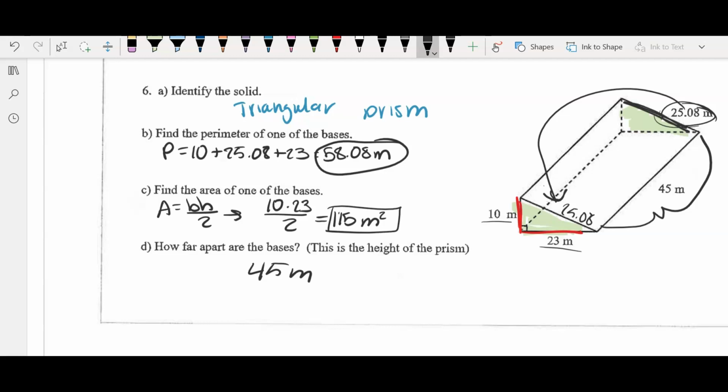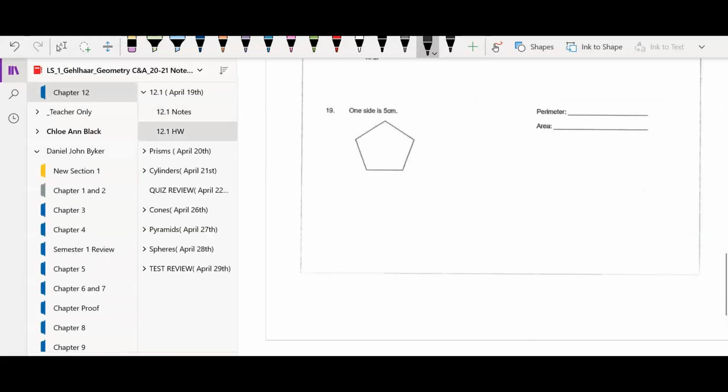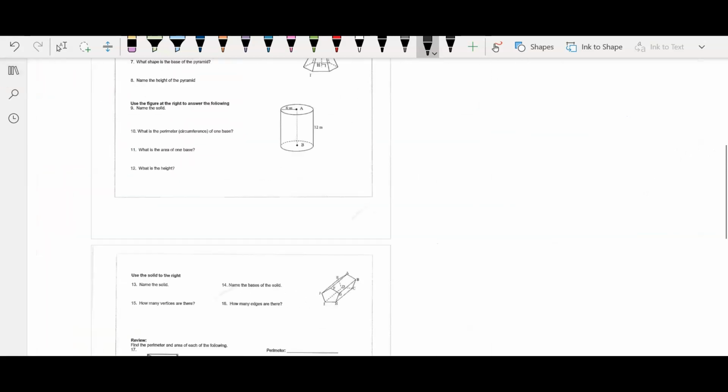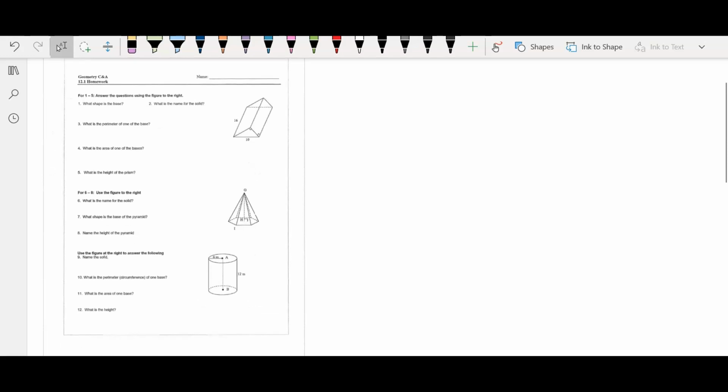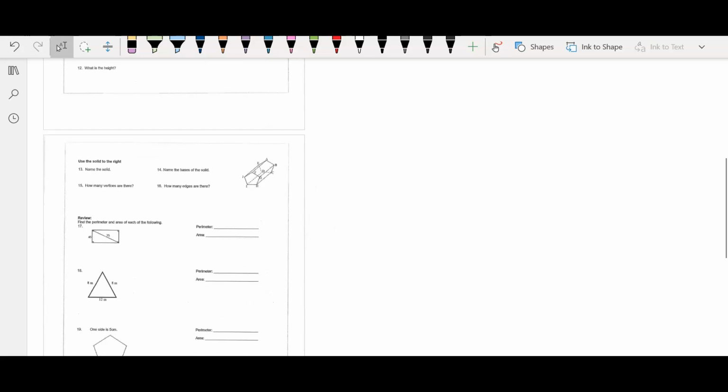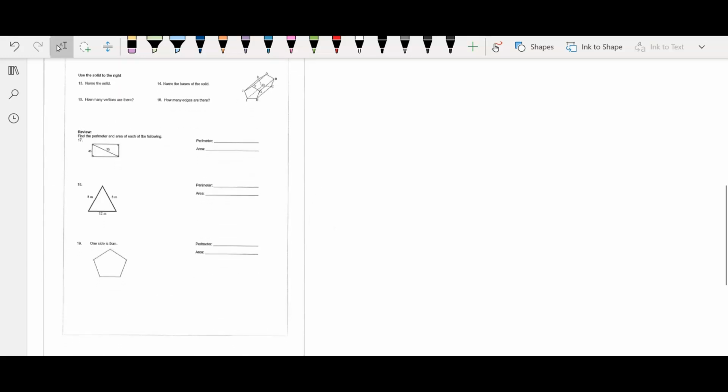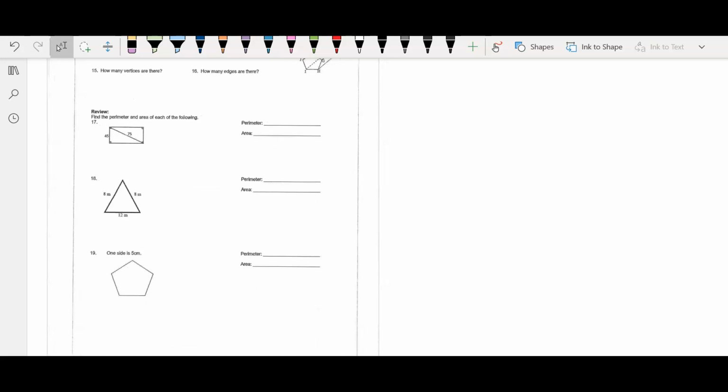All right, if you have any questions, let me know. Your homework, again, is in your homework packet. It is very similar to what we did in the notes. You're just going to be looking at these different figures, identifying what type of solid they are, naming if they are a prism or pyramid, and then getting more specific. Is it triangular? Is it pentagonal? And going from there. For these last ones, you have to find the area and perimeter, so make sure you're using your formulas if you don't have them memorized or don't know how to identify them just yet. If you have questions, let me know.